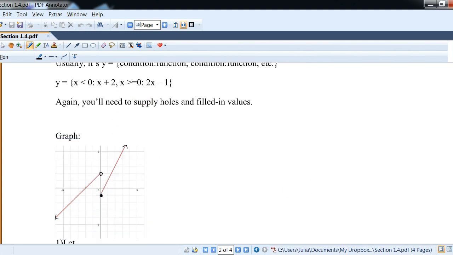So I did use Desmos. This is what the graph looks like. If you note, I actually drew the hole and I drew the filled-in point. Again, the reason for the hole is that we have strictly x less than 0, but we still end up with x equals 0. So let me show you how to create a table for each piece real quick.